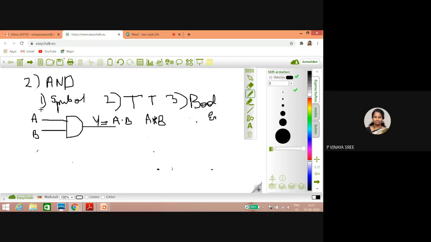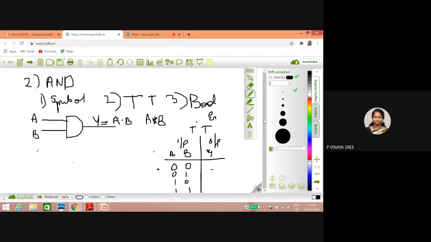If there are 2 inputs, how many combinations will we get? 4 combinations, because 2 power 2 gives 4 combinations. Second is the truth table. In the truth table, one side you will have the inputs and the other side the output. In this case we have selected A and B as inputs and the output as Y. Let me start with 00, 01, 10 and 11.